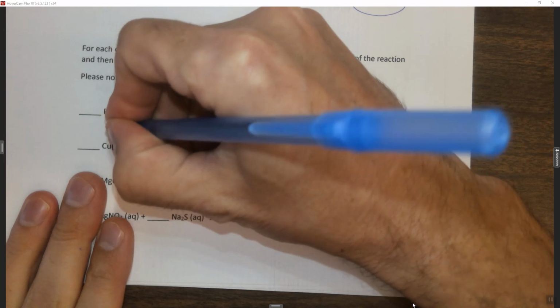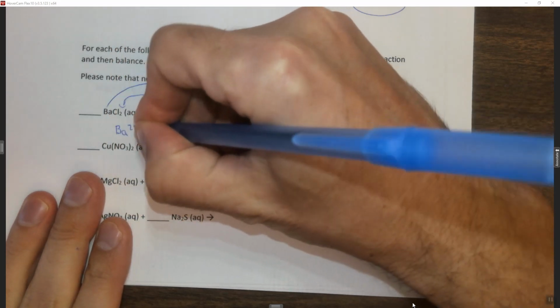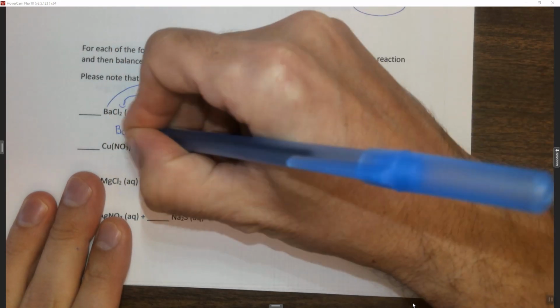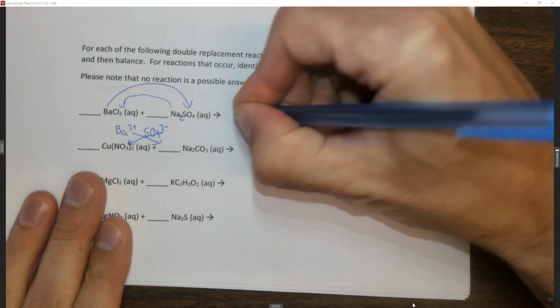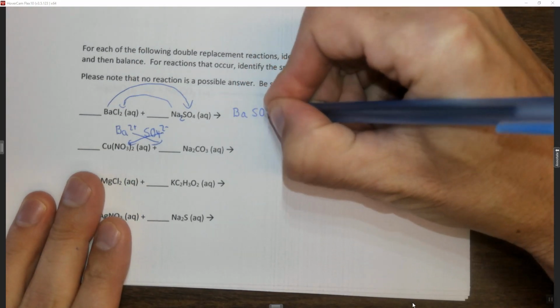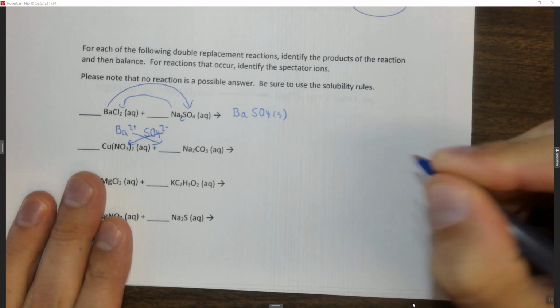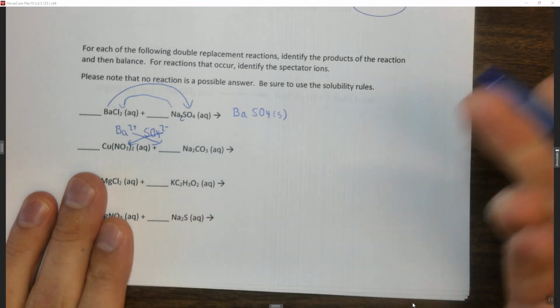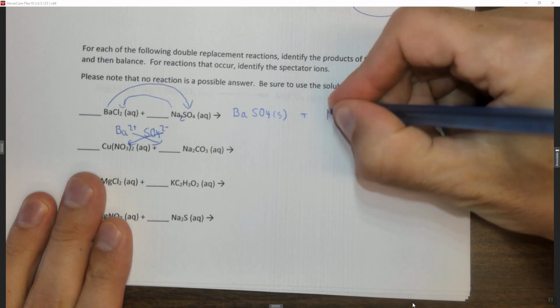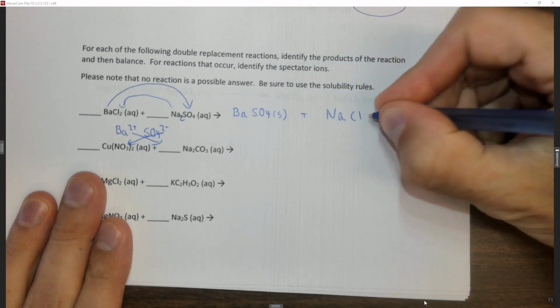So now we can go ahead and find the formula of barium sulfate. We have Ba 2+ and SO4 2-. When they're both 2 and you cross them, you can cancel them out. So what we end up with is BaSO4 solid. Then we get NaCl. It's Na plus and Cl minus, but this one is common, so it's just NaCl.